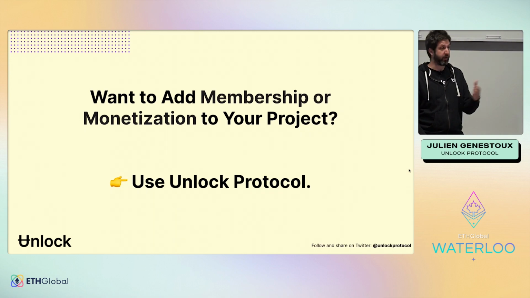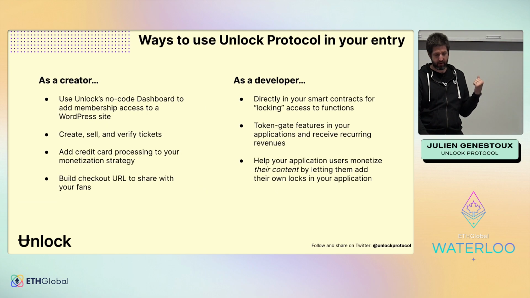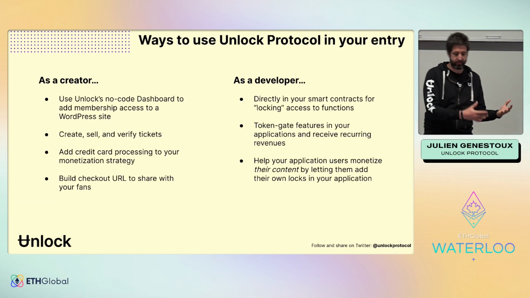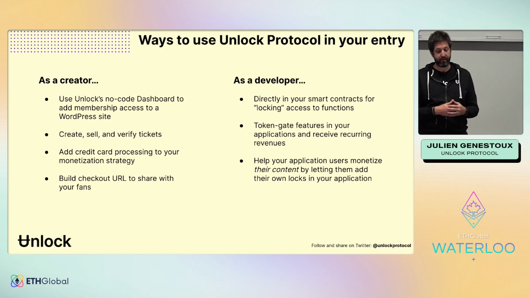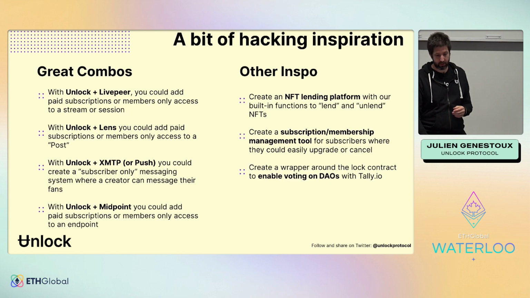Resources. Okay, quick point. If you want to add any kind of monetization to your project, just use Unlock. That's the way to do this. As a creator, we have a dashboard that you can use to deploy membership, sell, verify tickets, all of that. Add credit card processing if you want to allow people to pay in fiat. You can check this checkout URL, which is similar to what we had in that demo. And as a developer, you can integrate directly into your smart contract, into your front end, into your back end, and all kinds of applications.